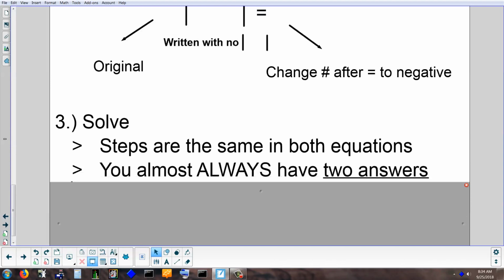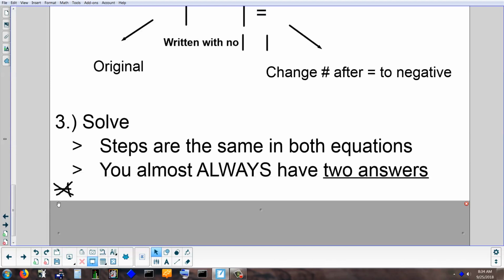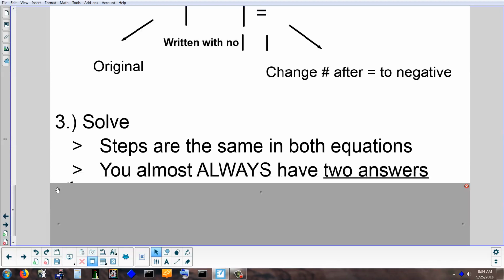And again, like Mr. Hager said at the beginning, you could have 0, you could have 1, you could have 2 answers. In most cases, I'd probably say 95% of the time for the stuff we're doing today, and the stuff we'll do on the test on Friday, you're going to have 2 answers. X equals something and X equals something else. So you almost always have 2 answers.